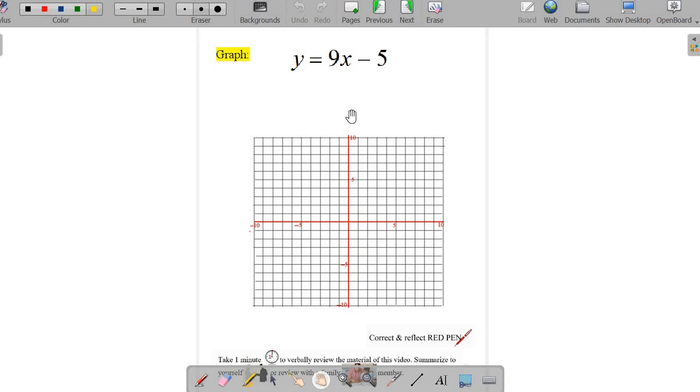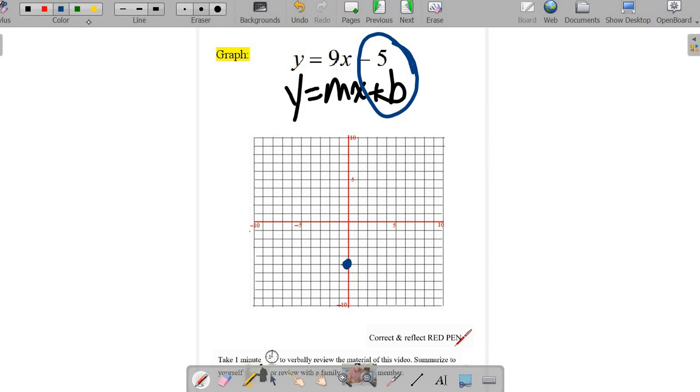Go ahead and graph this page on your own. Pause the video, then restart. Welcome back. Let's see how you did. -5 is your intercept. It is a positive line, so your line goes up from left to right. Our rise is 9. And my run is 1.